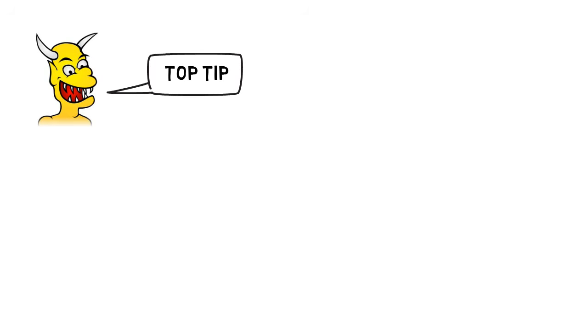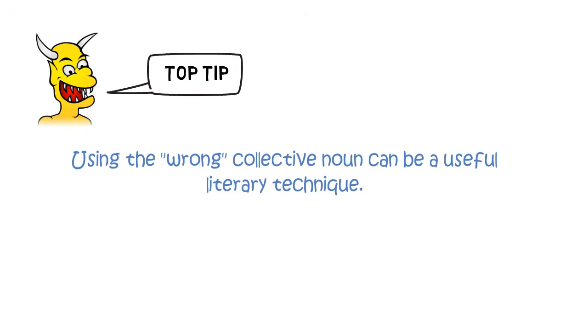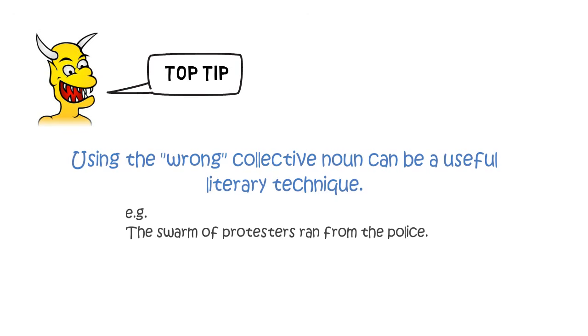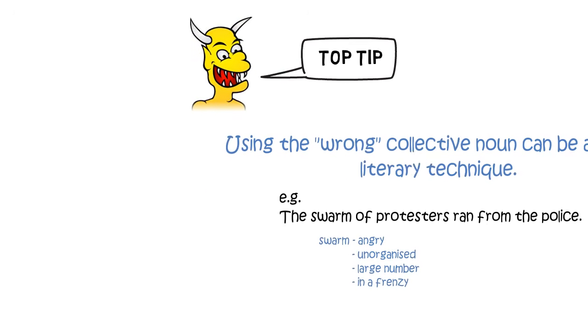So, here's a bit of a tip. You can use the wrong collective noun, like a pack of ships, as a literary technique. So let's look at that. A swarm of protesters ran from the police. A swarm. It's got a connotation of them being angry, unorganized, lots of them in a frenzy.